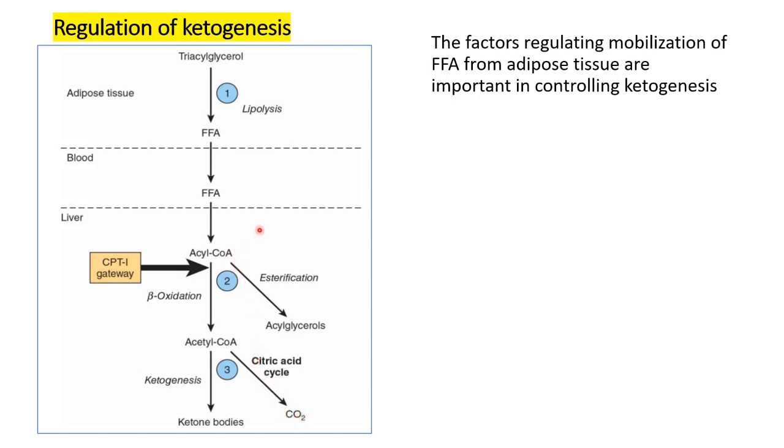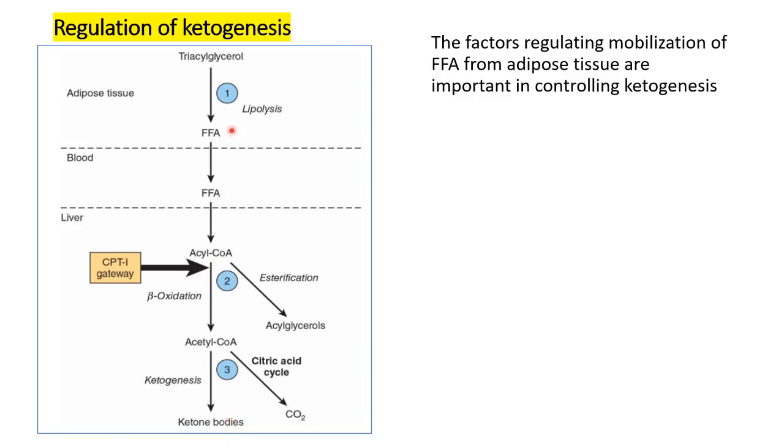But during starvation or in uncontrolled diabetes mellitus, there is lack of insulin, so this esterification to acylglycerols will not occur. Moreover, there is lack of oxaloacetate in the TCA cycle, therefore acetyl-CoA will not be oxidized through the TCA cycle to carbon dioxide and water. Therefore, this acetyl-CoA will go for the synthesis of ketone bodies.